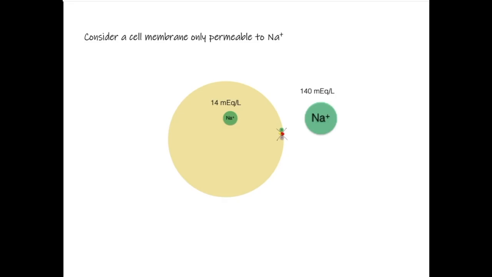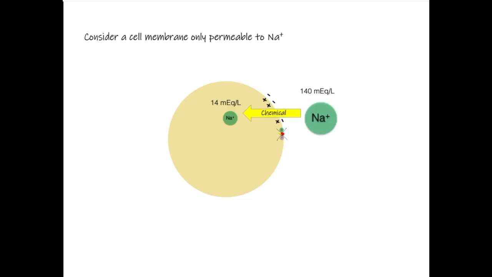Consider a cell that's only permeable to sodium. Once again, we've set up our concentrations to what they are within our body. In this case, the chemical gradient for sodium is directed inward, so sodium will move inward. It will take positive charges with it, making the inside of the cell membrane more positive.